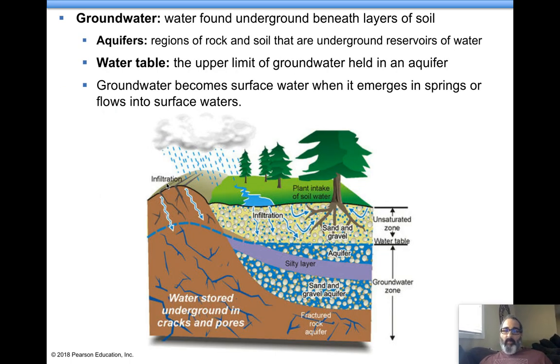Groundwater, we will spend a lot more time discussing in another chapter, so I'm going to be real brief. This is water that percolates through the soil and makes its way into the ground. The upper limit we would call the water table. Areas of rock that hold it, we call aquifers. How do we get groundwater out? Well, we can dig a well. Eventually, it may merge with a spring and make its way to surface waters also.